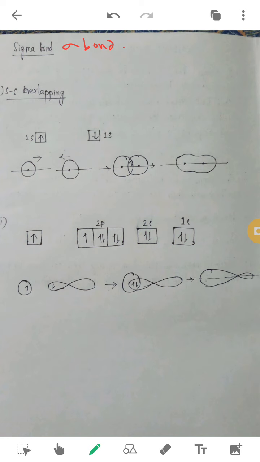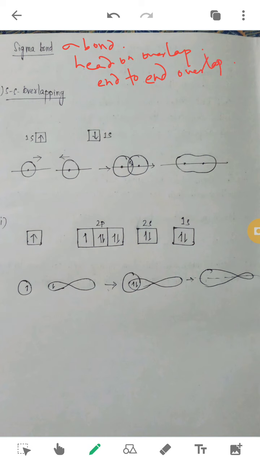Okay. So whenever the bond orbital is symmetrical about the line joining the 2 nuclei, those type of orbitals will be the sigma ones. Okay, and it is formed by head-on overlap or end-to-end overlap. We call it end-to-end overlap or head-on overlap.